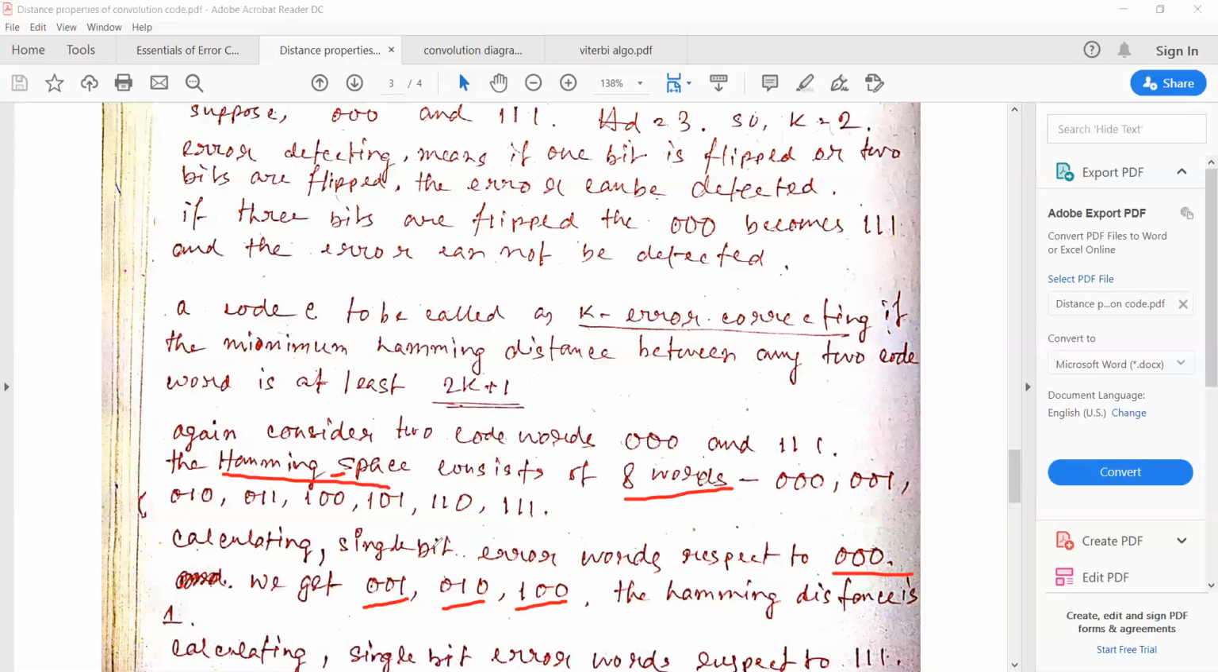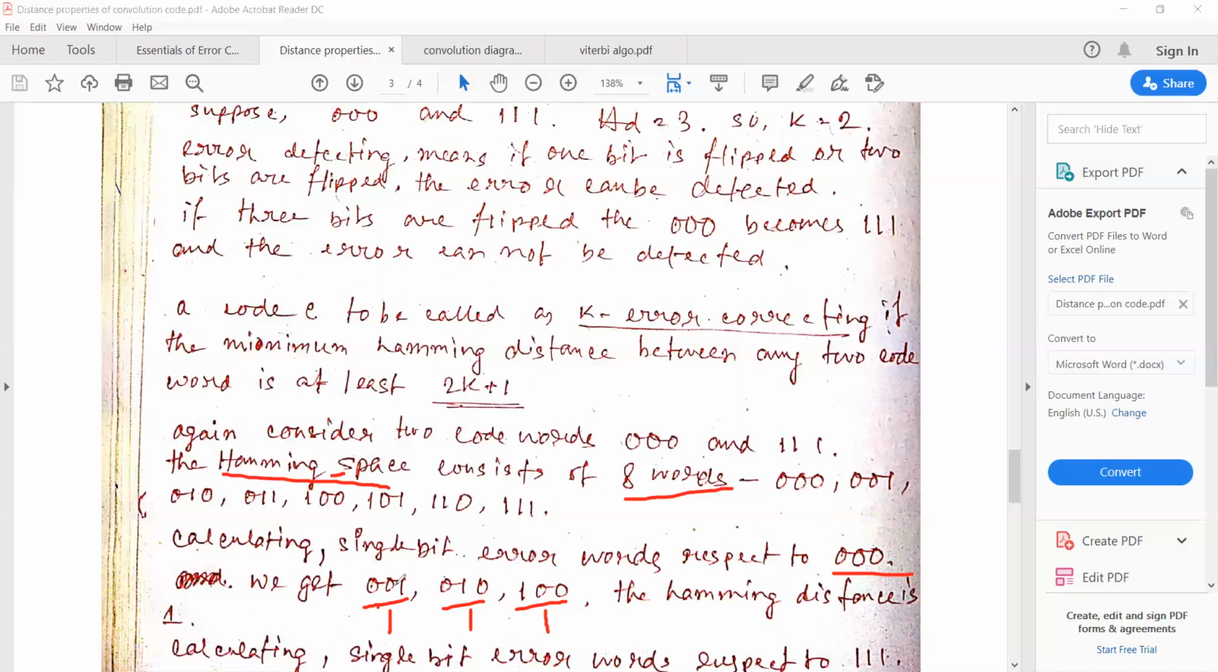0 and 1, 0, 0, you can see that for each, when I'm calculating the Hamming distance between 0, 0, 0 and 0, 0, 1, the Hamming distance is 1. For this also it is 1, between 0, 0, 0 and 0, 1, 0 the Hamming distance is also 1. In this way, for 1, 0, 0, the Hamming distance is also 1 between 0, 0, 0 and 1, 0, 0. Okay.